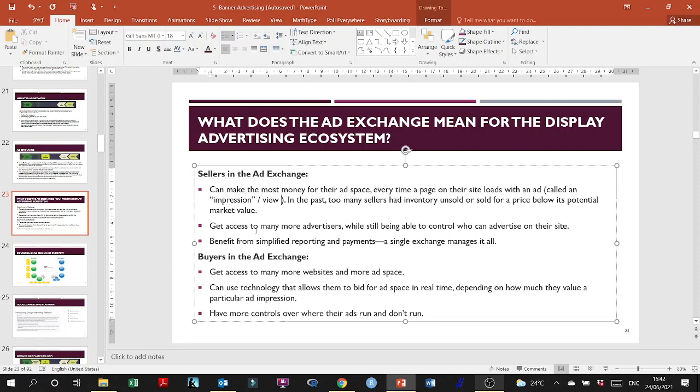Also, it helped them get access to many more advertisers. So what does that mean? This means that if I create very good content, I maybe can monetize it. If I have really very good content, why not then work with an ad network like AdSense and start monetizing my website, my digital property. Benefit from simplified reporting and payments.